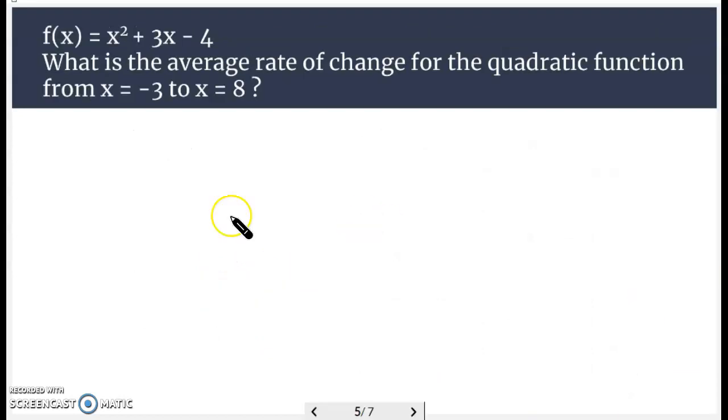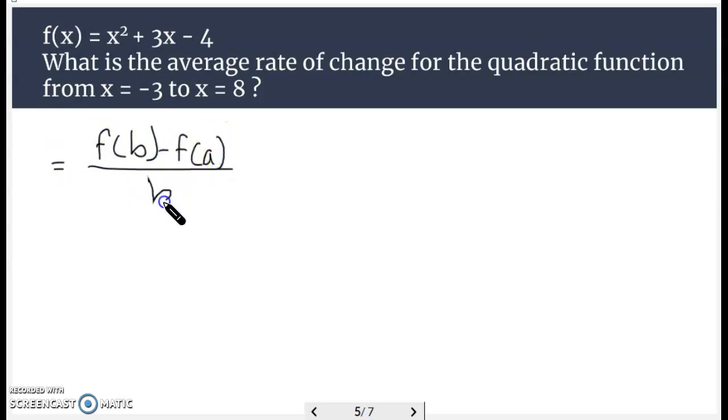Alright, here we're given an actual quadratic. Average rate of change from negative 3 to 8. So let's see how this all fits together here. Remember our formula, f of b minus f of a all over b minus a. Okay, so 8 is our b, a is our negative 3. 8 squared is 64. And then 64 plus 3 times 8 is 24. So we're going to have 64 plus 24 and then minus 4. That comes out to 84.